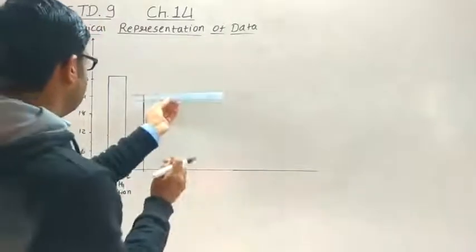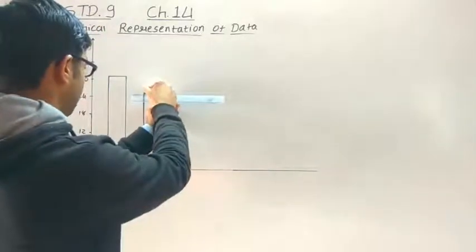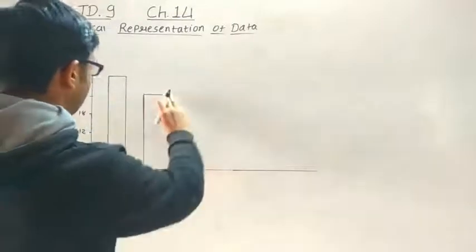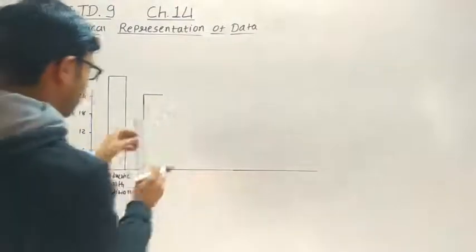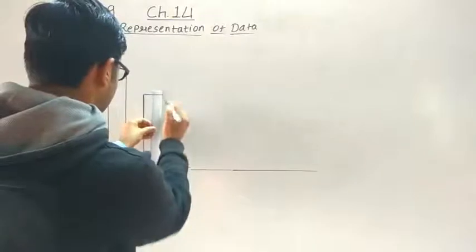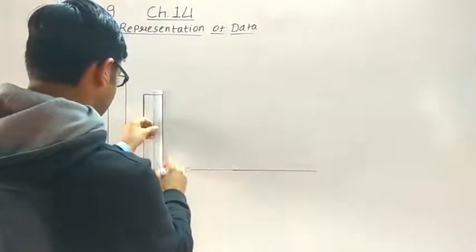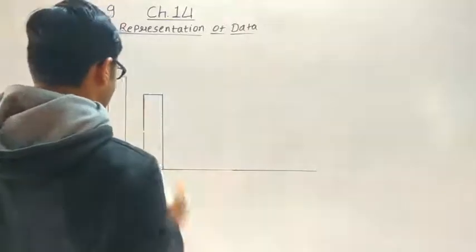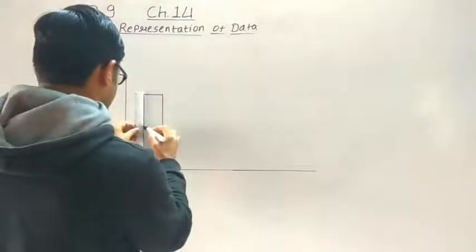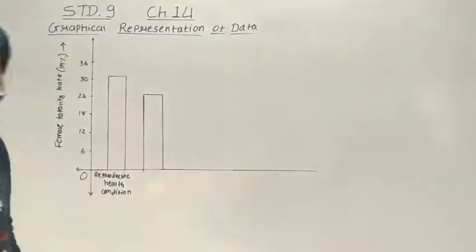And height is up to this point. Width we have to keep the same. So here we can get this much of the width. Now join this. So this is the second bar that we have prepared. And this bar is for which condition?